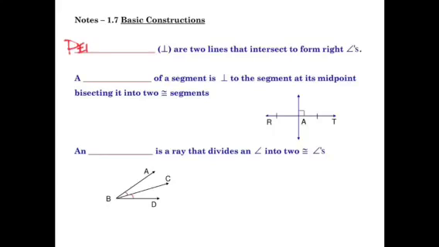Perpendicular lines, it should be a familiar term, are symbolized with this, which looks like an upside down T. That's supposed to show a right angle. It's two lines that form right angles, so 90 degrees. And then a perpendicular bisector of a segment is perpendicular to the segment at its midpoint, so bisecting into two congruent segments.